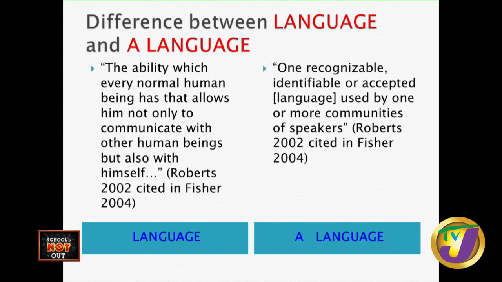Then we have a language. What is the difference? A language is defined as one recognizable, identifiable, or accepted language used by one or more communities of speakers. This means that we are referring to the variety of language that exist in the world. So I'm talking about Spanish, I'm talking about French, I'm talking about Dutch. That is what we mean by a language.